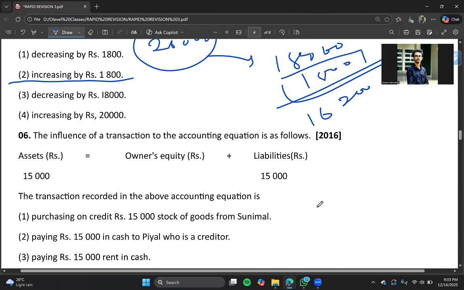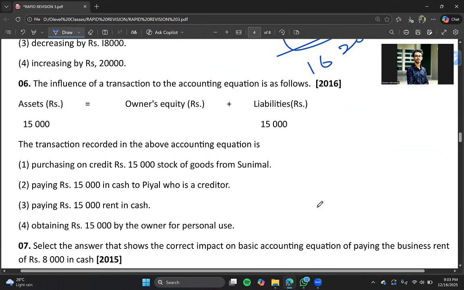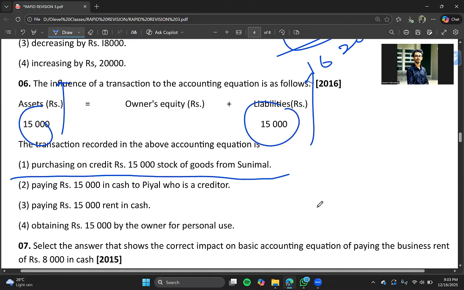The influence of a transaction to the accounting equation is as follows. Assets 15,000, liabilities 15,000. What has happened? You have purchased goods from Sunima. Due to that, stock increases, and liabilities will also increase. That is what has happened.